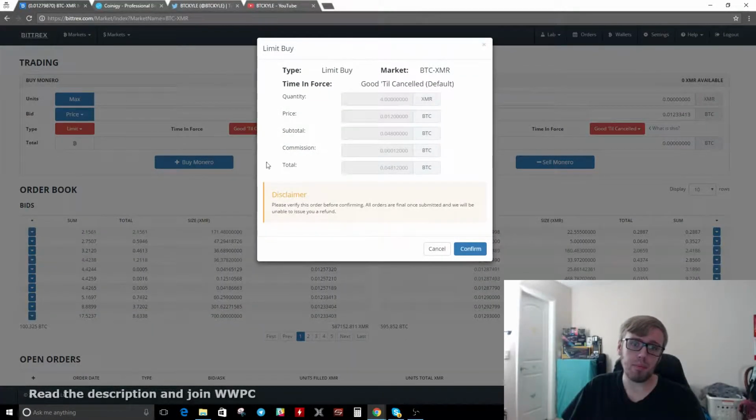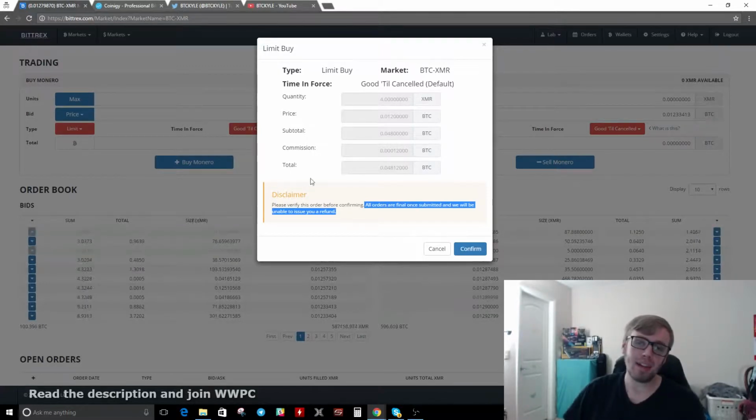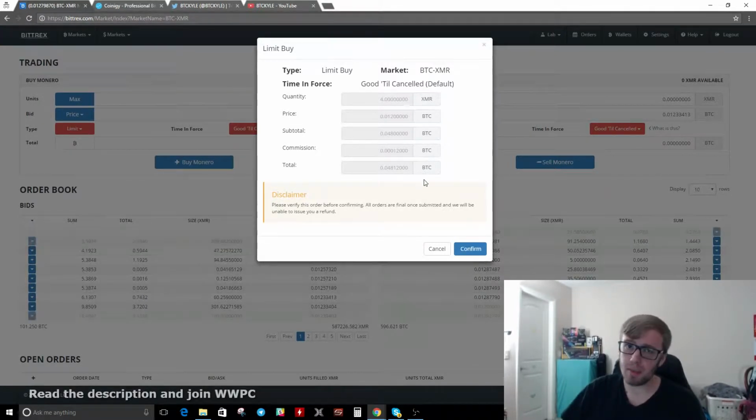Click buy, and it gives you another summary, a disclaimer. All orders are final once submitted, and will be unable to issue a refund. What that means is, say you made a mistake, say you accidentally typed in 0.12 instead of 0.012 for the price. If you click confirm right now, it's going to buy up the sell order book, right? And what the exchange is trying to tell you is, if you make that mistake, they're not going to refund you. That's all on you. So just keep that in mind. Be very, very careful with the numbers you're actually putting into the exchange here.